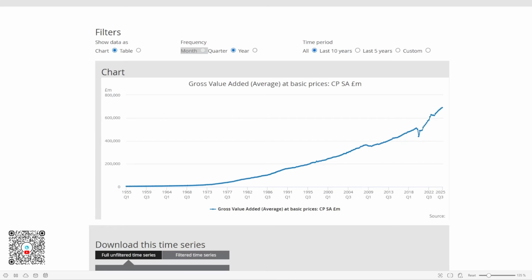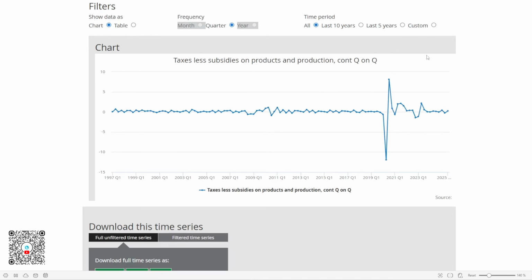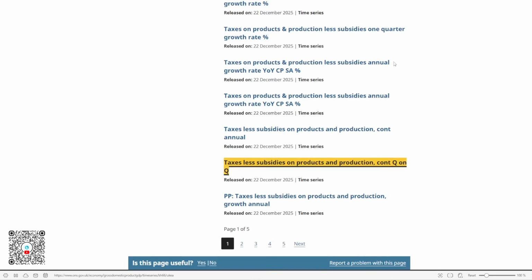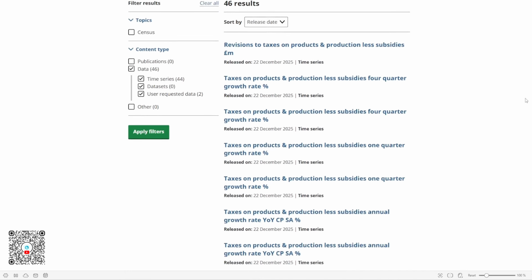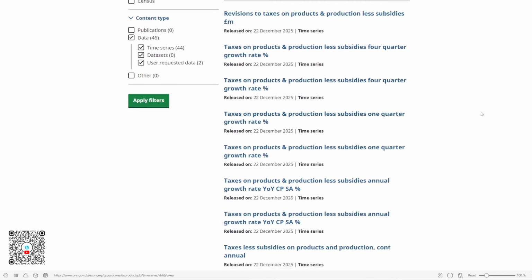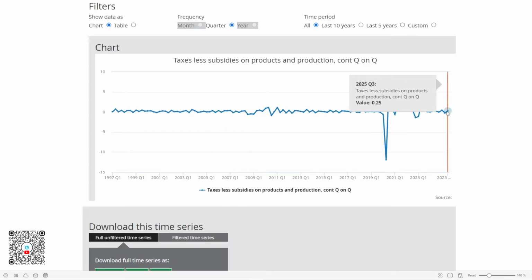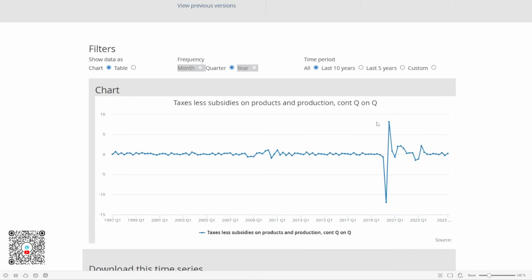So we see here the ONS website. These are the ONS data. We go and try to look for taxes less subsidies on products and production, quarter on quarter. So we have the percentage change quarter on quarter. There is an infinity of measures: the four-quarter growth rate, the year-on-year growth rate, seasonally adjusted. So we take the most suitable, because there are so many different values that we can take, so we have to be careful. And we take the quarter on quarter.